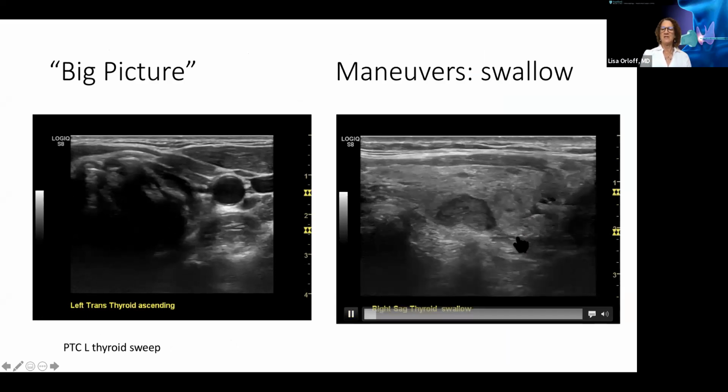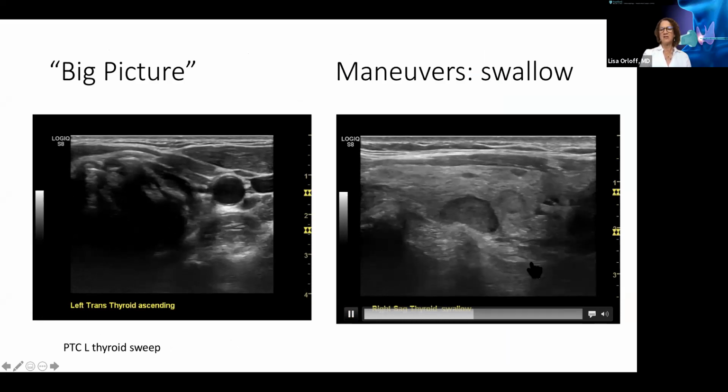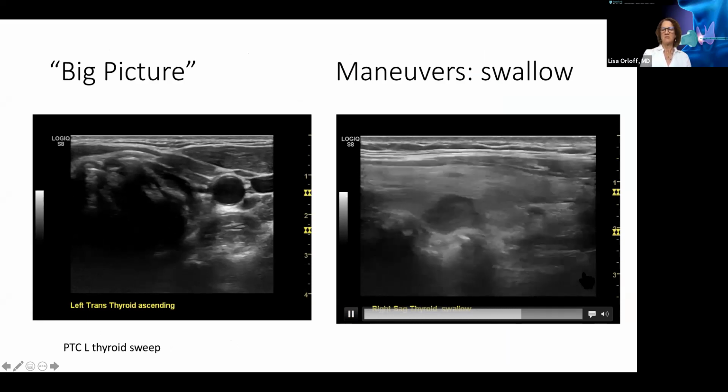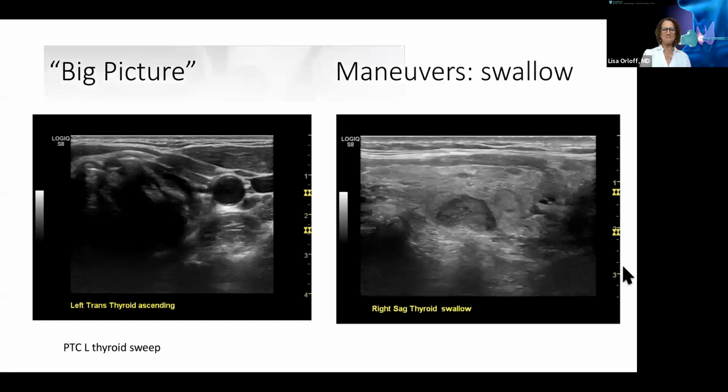On the right, you see a lesion in sagittal view that was biopsied and was a follicular lesion of undetermined significance, but when the patient swallows, you can see how malleable this nodule is, which does give some sense of its less aggressive nature, and indeed this proved to be a benign nodule at the time of surgery.